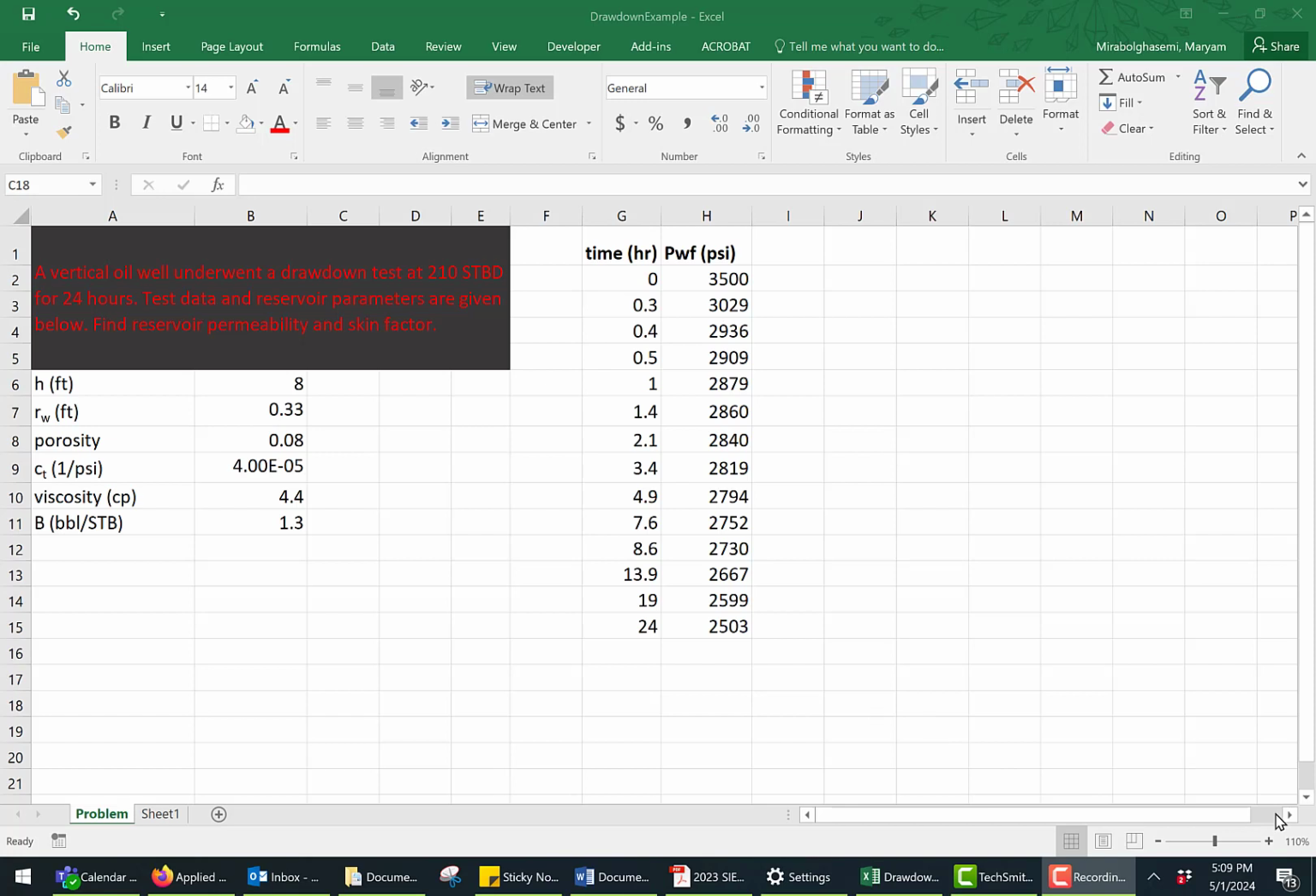So the first step is to plot bottom hole flowing pressure versus log of time. So we're going to construct a semi-log plot. And in Excel, it's better that we calculate the log of time and then plot the pressure versus that number on a regular axis. So I'm going to add this column, log of time. And obviously we're going to start from time point 0.3 because time 0 does not have a log.